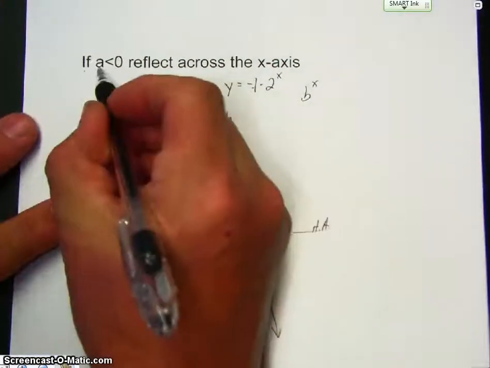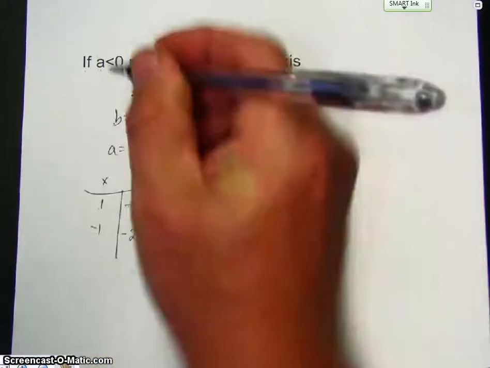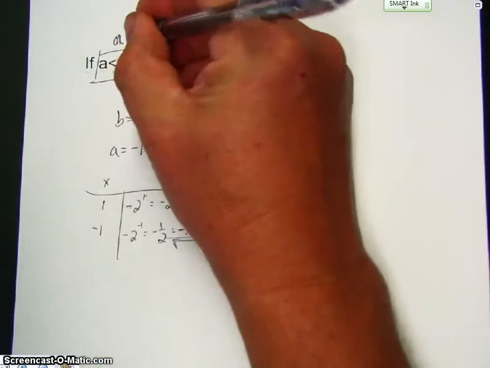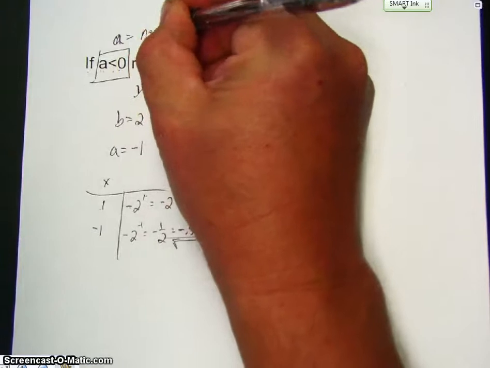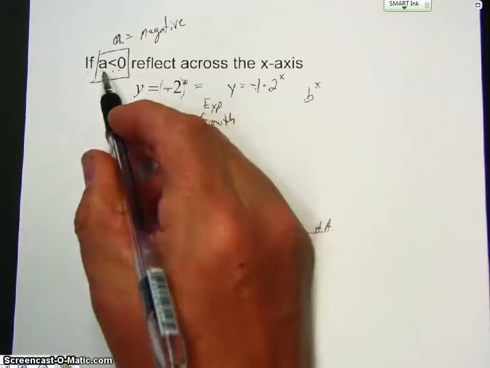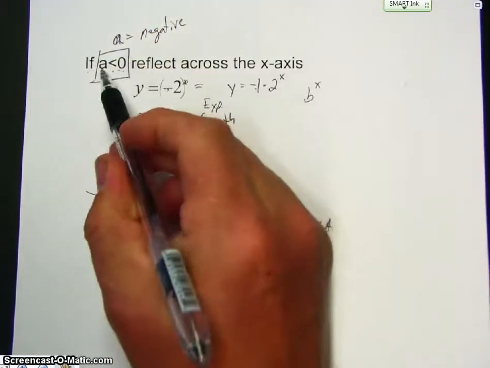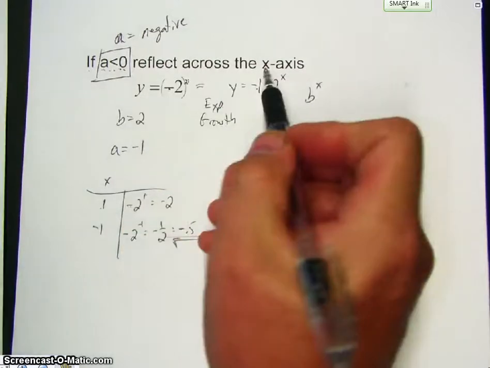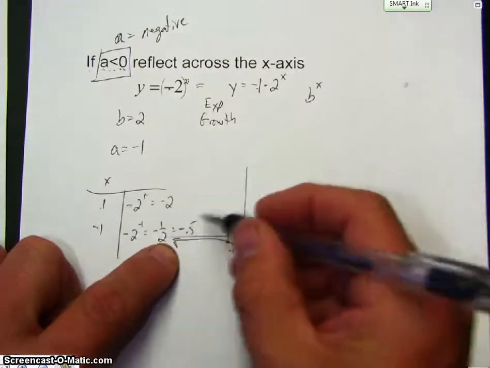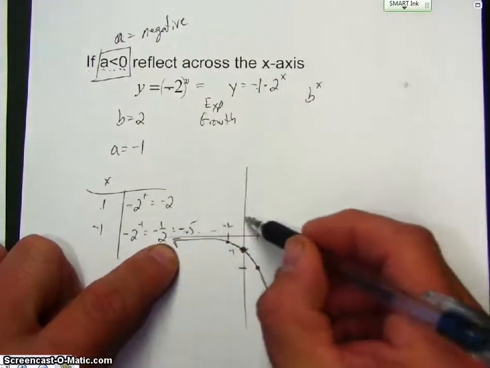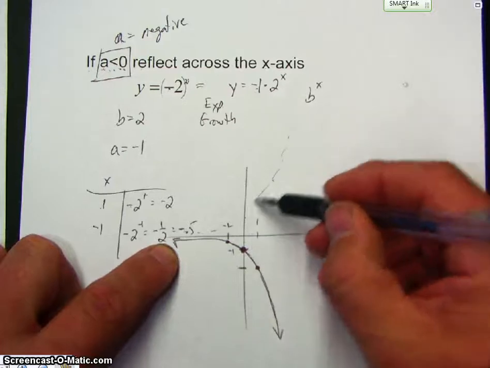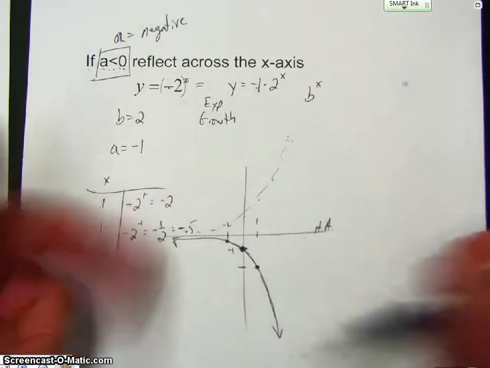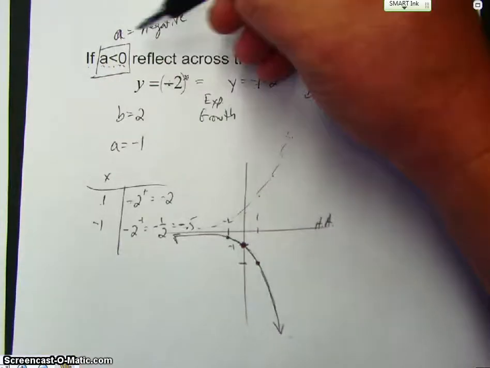And you notice when a is less than 0, this means A is negative. There's an easier way of saying a is negative. So if a is negative, you have a reflection across the x-axis. Because remember, it used to be something like this. All right, but now it's reflected over. In other words, I reflected it over. That's what a negative a does.